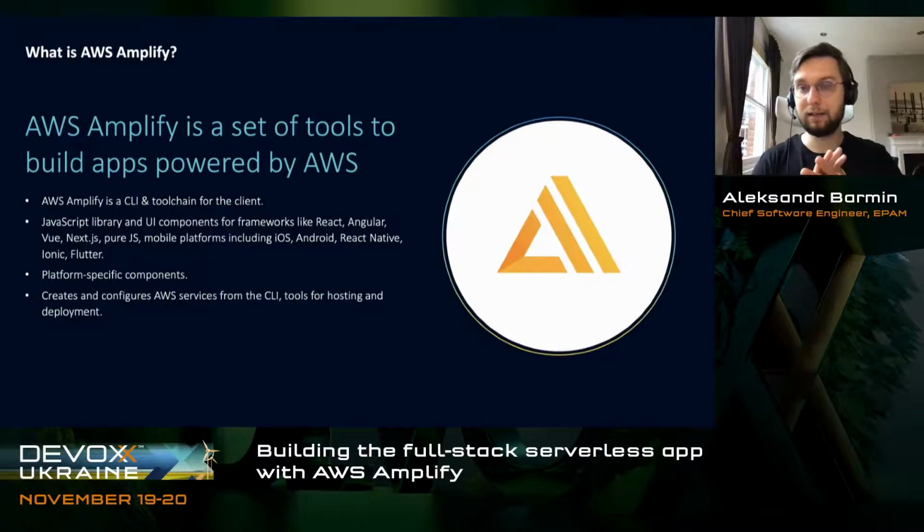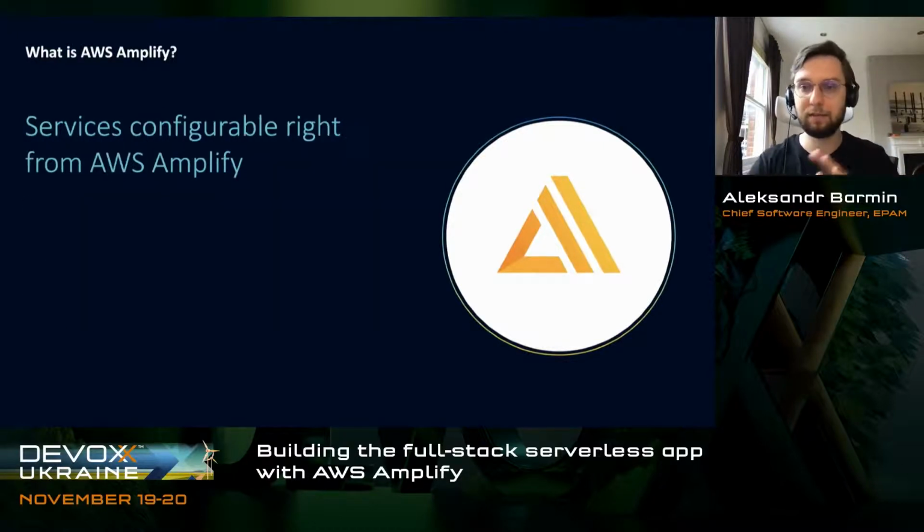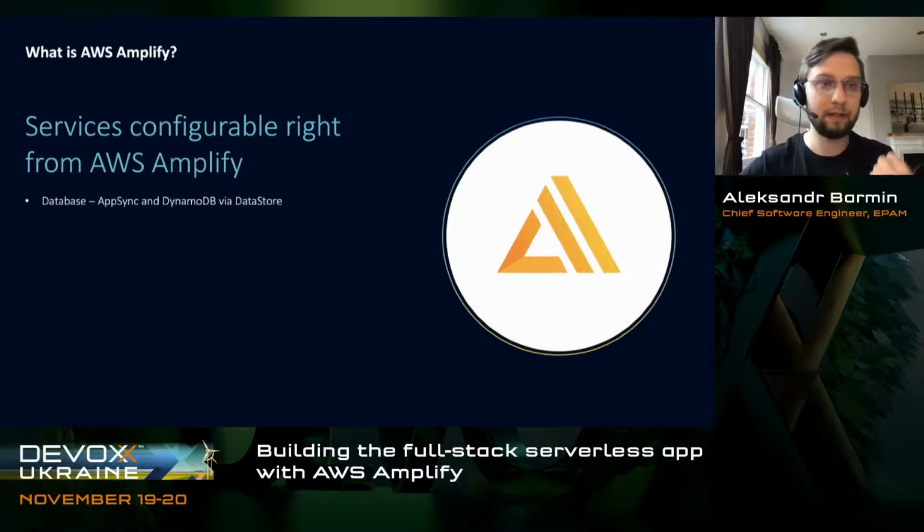And what else? As I said, it is a CLI, and it allows you not only to configure your application, but also to build, deploy, test it locally, and so on. So it's a really awesome thing. So what services are available right now using AWS Amplify? What could be configured right out of the box?